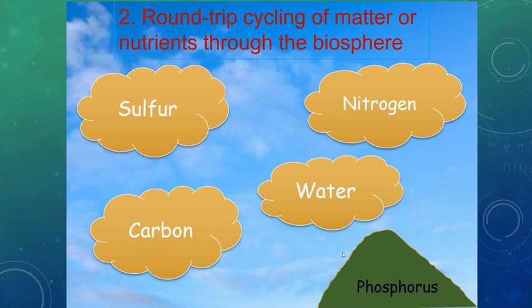Another factor is the cycling of matter or nutrients. Carbon, sulfur, nitrogen, water, and phosphorus are all matter that cycle through the biosphere. Remember that matter is conserved in a closed system, and the Earth is a closed system. So all this matter cycles and changes forms, but it's never created or destroyed. It does change form, and we can track the movement of these nutrients through their different changes and forms.